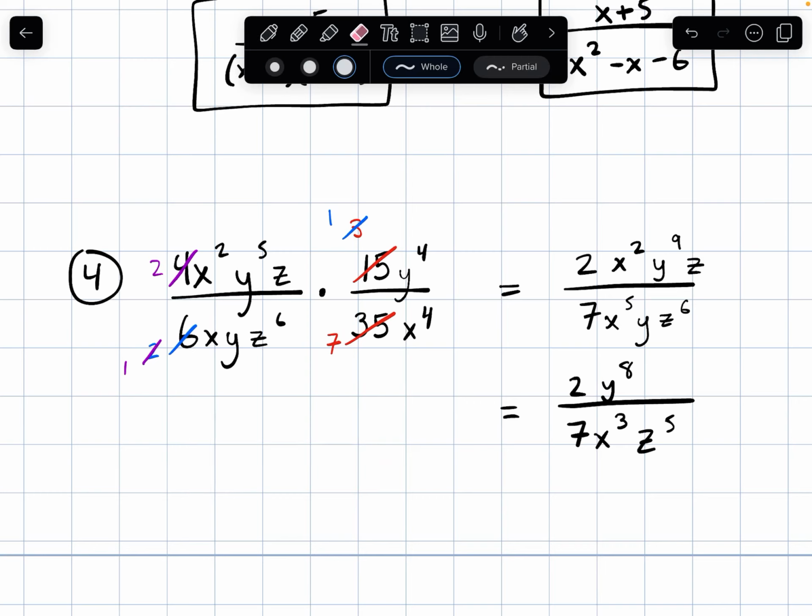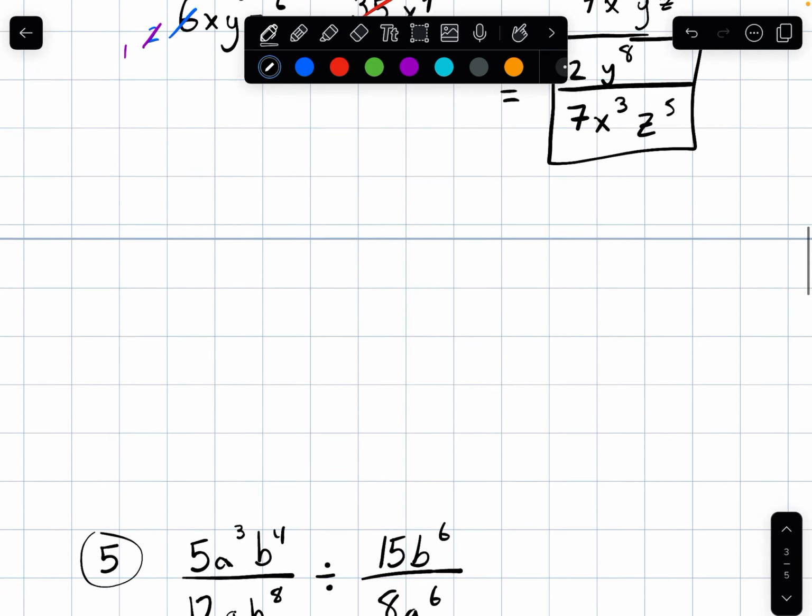Now at this point here, we can see that my numbers are simplified. The y's, the x's, and the z's are also all simplified. So this is our final answer.